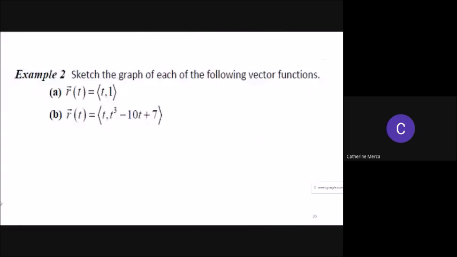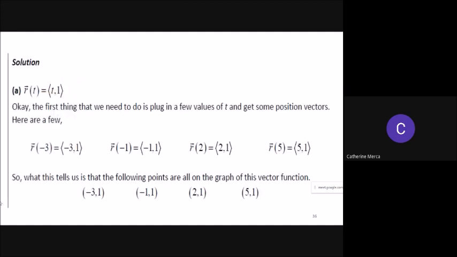You're asked to sketch the graph of each of the following vector functions. R of t equals <t, 1>, and another one is R of t equals <t, t cubed minus 10t plus 7>. For the solution, the first thing that we need to do is to plug in a few values of t and get some position vectors.